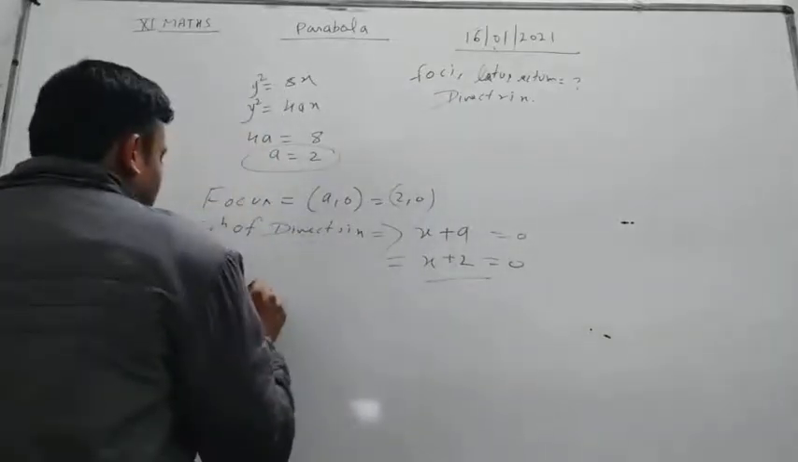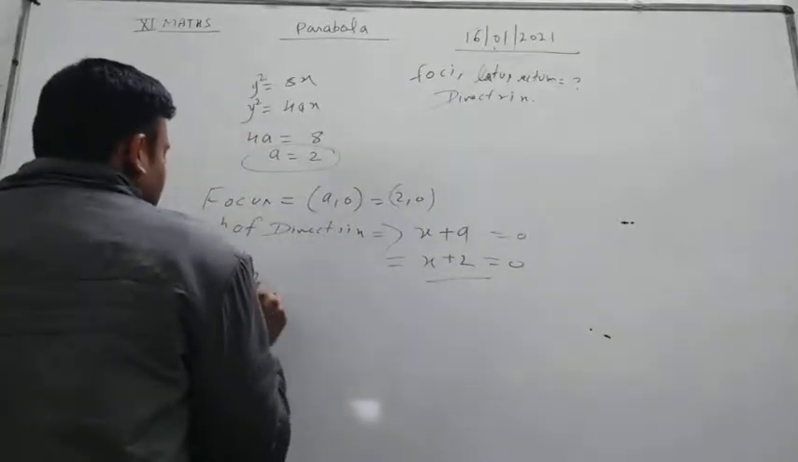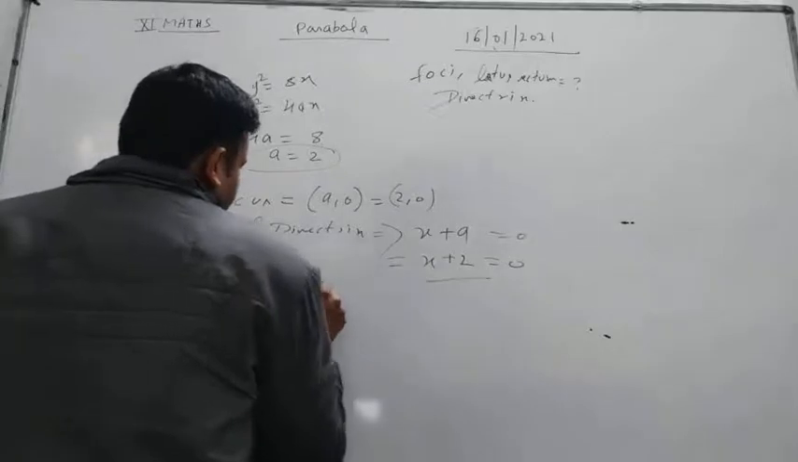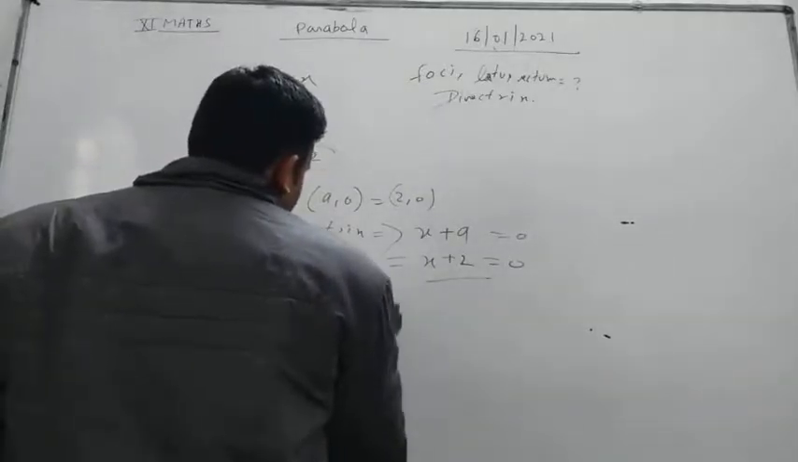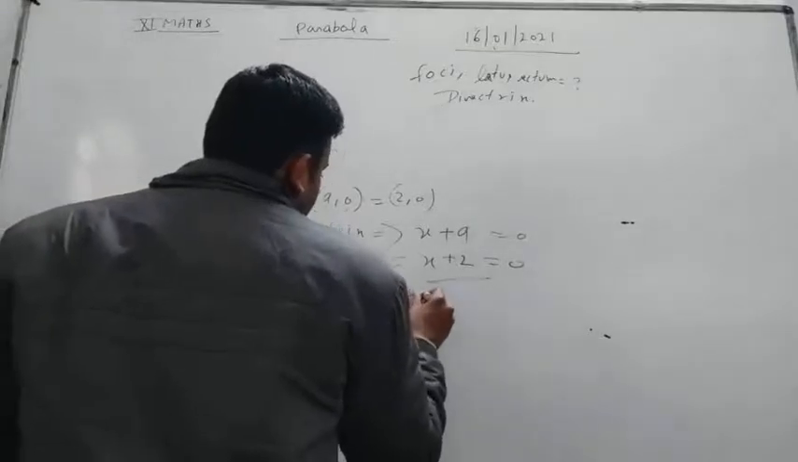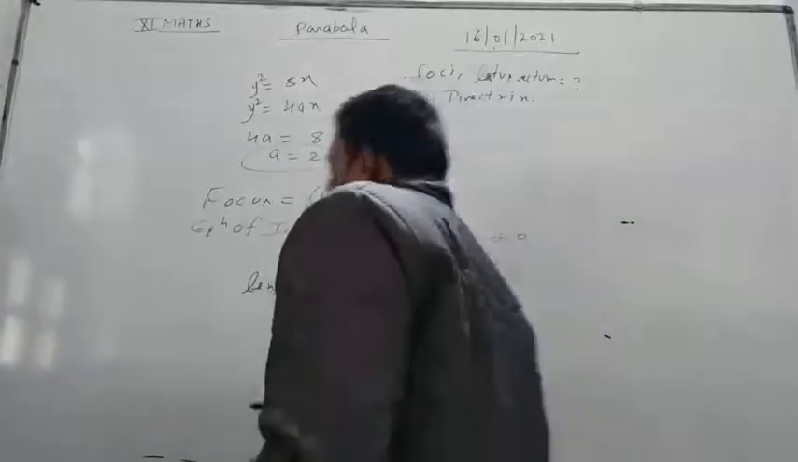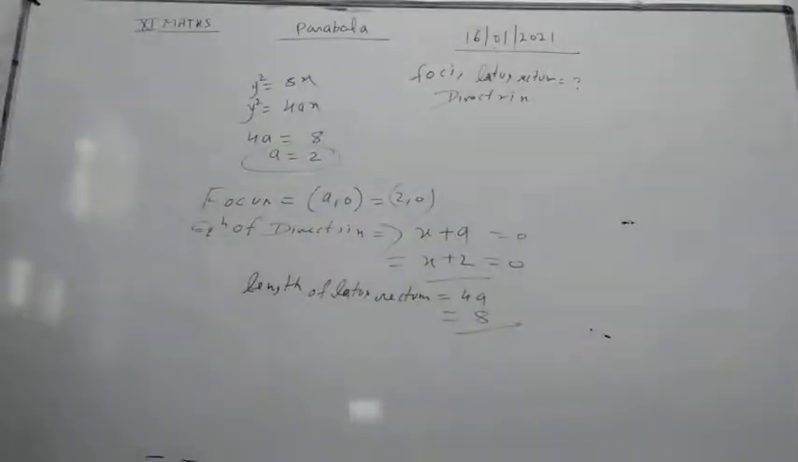Now the length of latus rectum is 4a, so 4a is equal to 8. Okay, student, so this will be our required result. Okay, student, now we take another question.